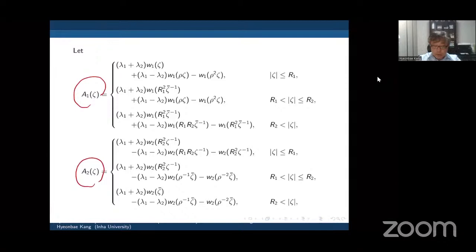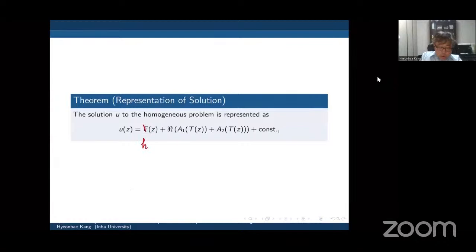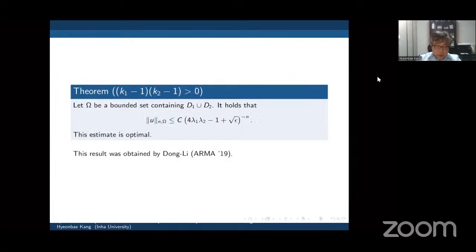Very technical, but very explicit. Then the solution H is given by this: an explicit function, and another explicit function. And then this real part is the solution. And now we can estimate, even though it is not simple, all the derivatives and so on. So if K1 minus 1 times K2 minus 1 is positive, including the case of K1, K2 being infinity or K1, K2 being 0, then the nth derivative is estimated like this. So this is a recovery of Dong and Li's result.